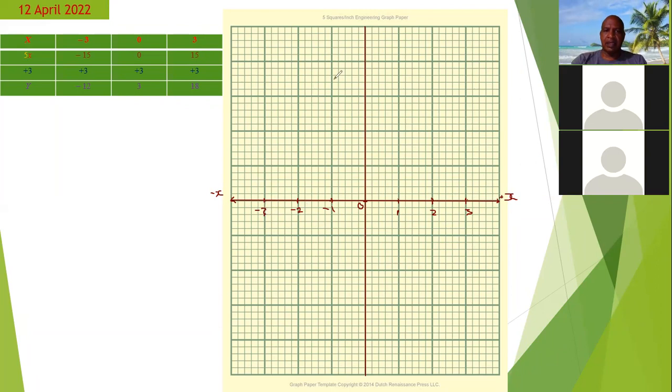All right. Now, what we want now is to write our scale. So for the x-axis, we are using 1 centimeter. So our scale going to be 1 centimeter equal 1 unit.